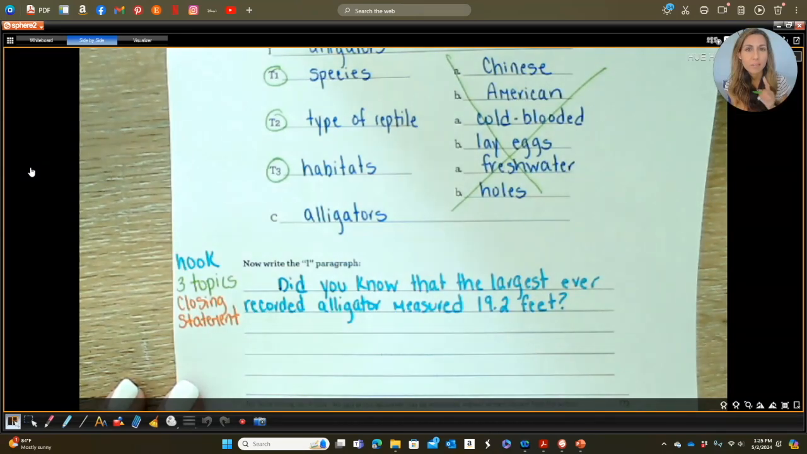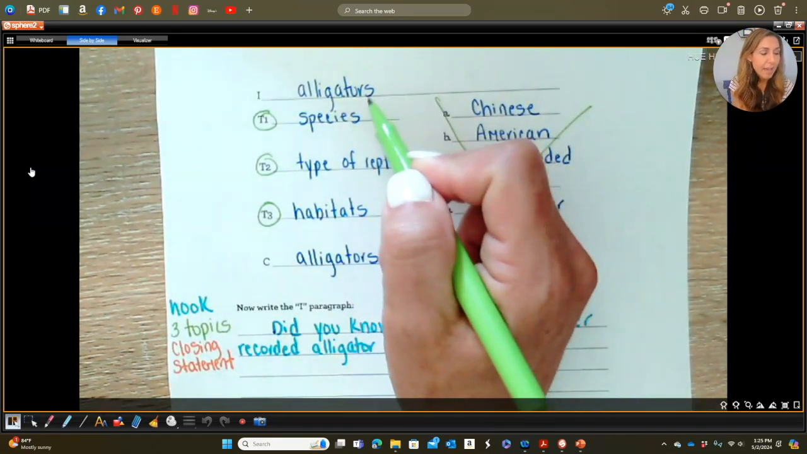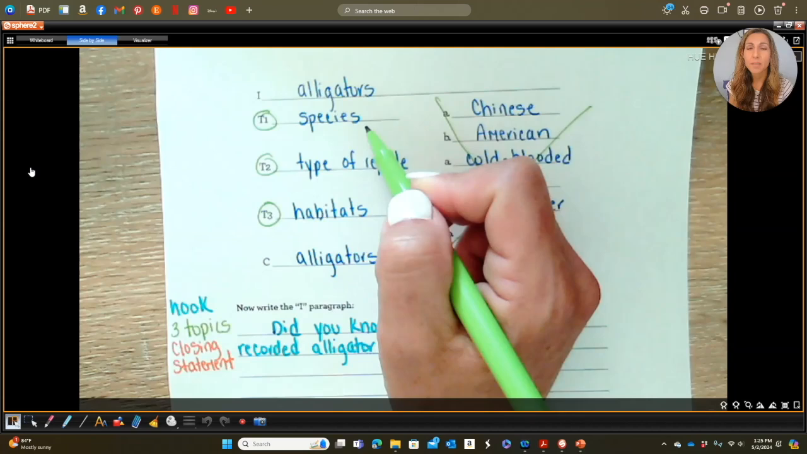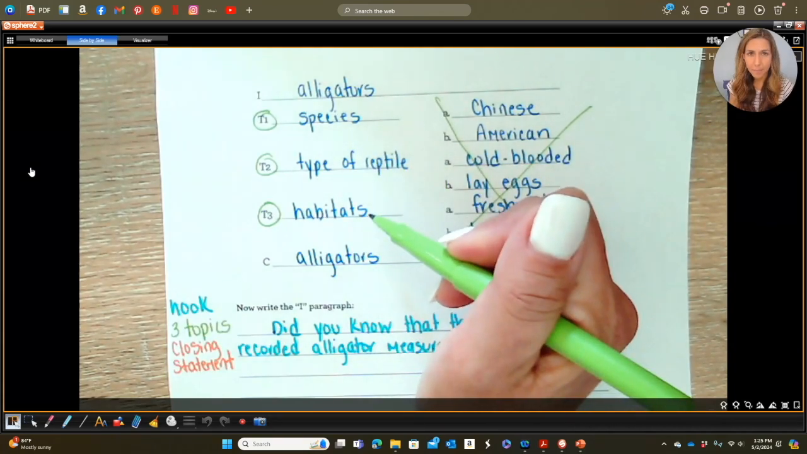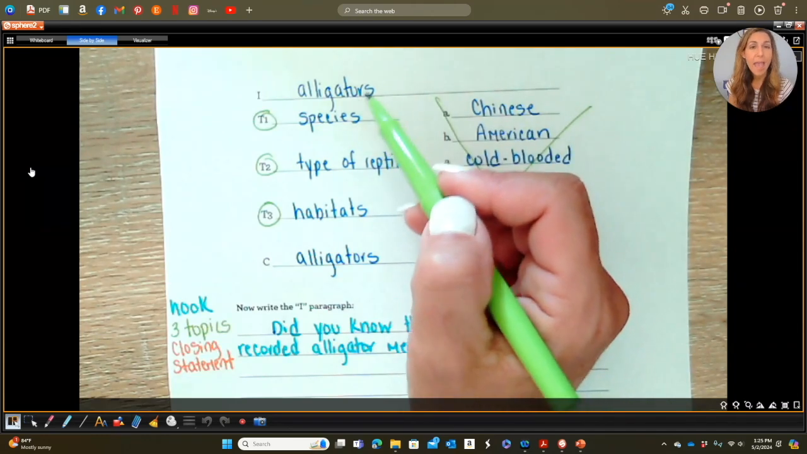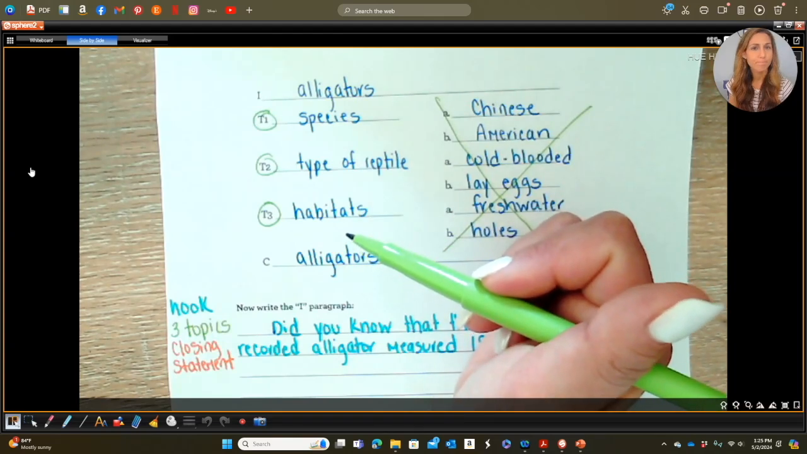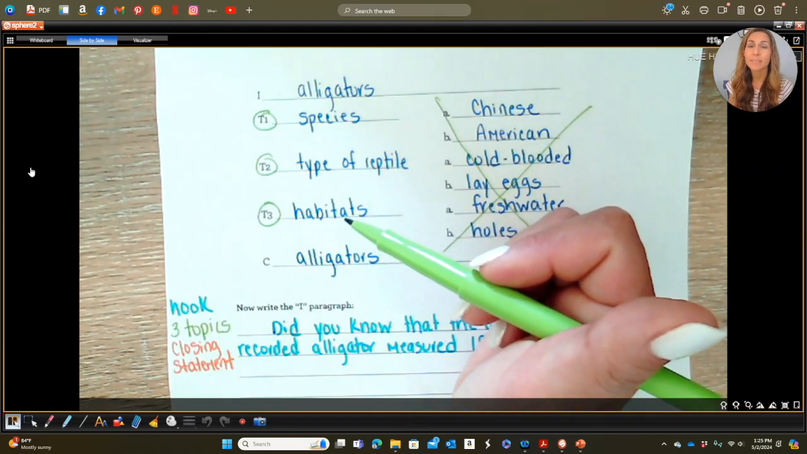Now I'm going to be honest, this is the trickiest sentence of the introduction paragraph, but I know you all can do it. Here's why it's tricky. I can't just list these 3 topics as they are written because it would sound really weird. For example, if I said alligators, species, type of reptile, and habitats, does that sound right to you? Let me say it again. Alligators, species, type of reptile, habitats. Doesn't sound very good to me. That sounds like an incomplete sentence, right?